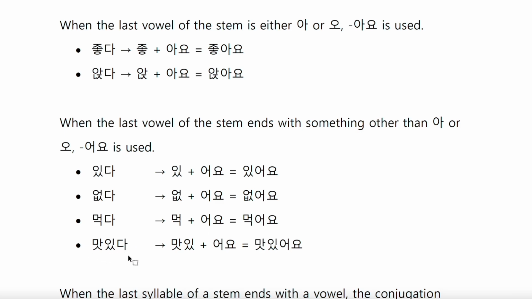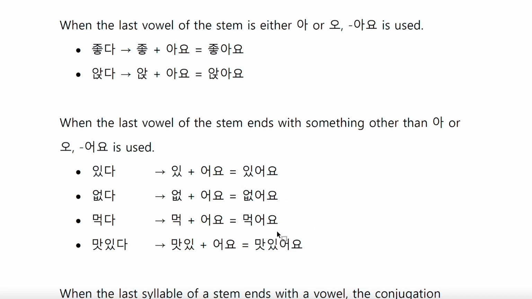맛있다, delicious. And the last syllable of the stem is 있. It has 이. It's not either 아 or 오. Then we need 어요. 맛있어요. 맛있어요. 그렇죠? 예. So please be used to these forms.